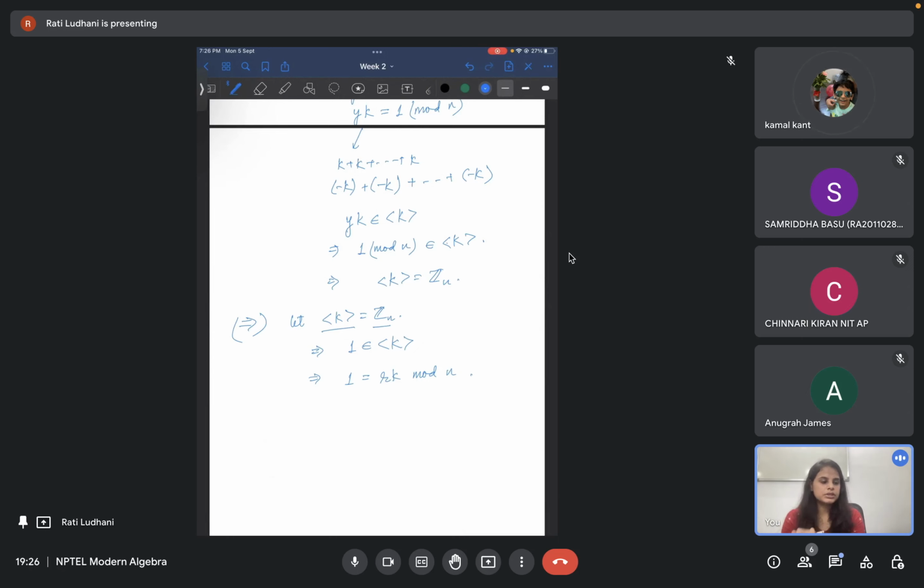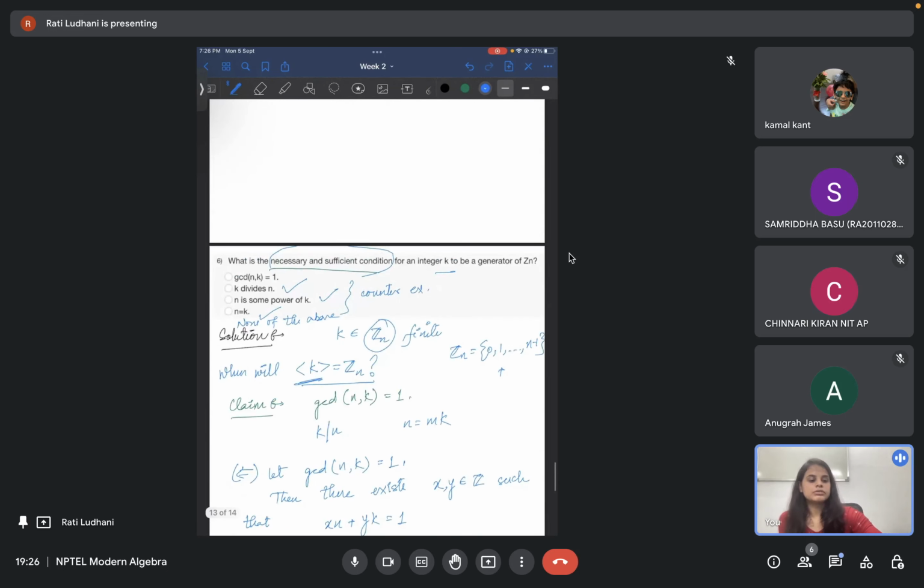So 1 must be some rk mod n, and since mod n is there, that means there is some multiple of n. You can remove mod n and write this. And this actually implies GCD, where r and s are some integers, so rk plus sn is 1. So you will get GCD of k and n is equal to 1. Okay? And you have proved it. So this is definitely an if and only if condition, and it says this.